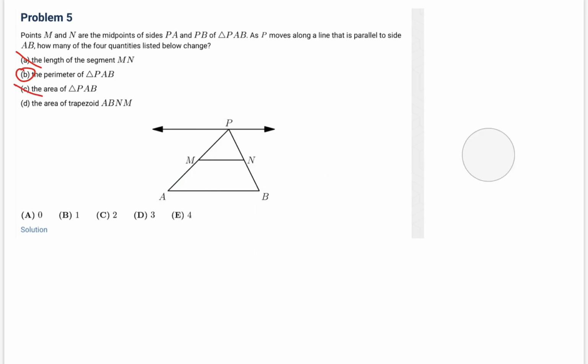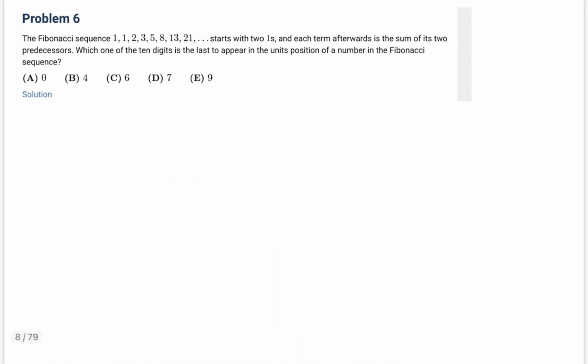C is wrong. And D, the area of trapezoid ABNM. For us to know the area, we need to know MN, AB, and this height. But since AB is staying the same, and we just said that MN is staying the same, and this height is also staying the same, the area doesn't change. Therefore, D is also wrong. We have only B. That's only one. That's B.